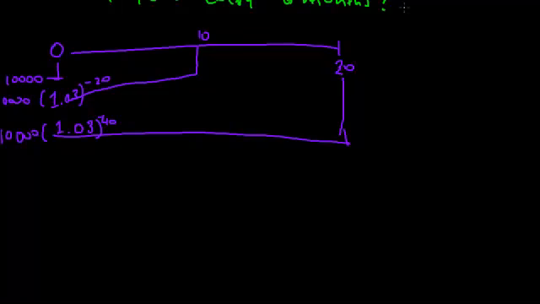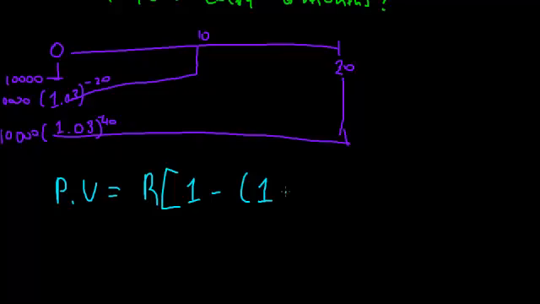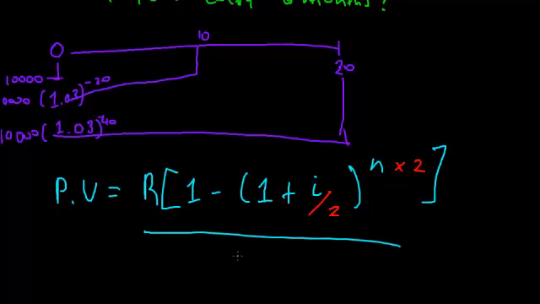And now I'll just use the equation PV equals R into 1 minus 1 plus i. And in this case, we're going to divide that by 2 because it's semi-annual. Power n, and multiply that by 2 because it's semi-annual. And this is all over the interest rate divided by 2.